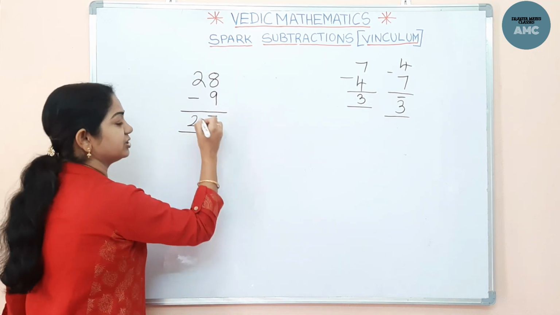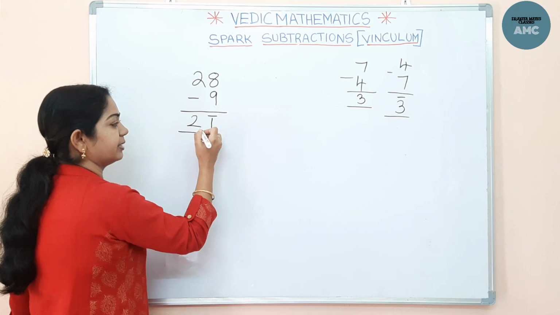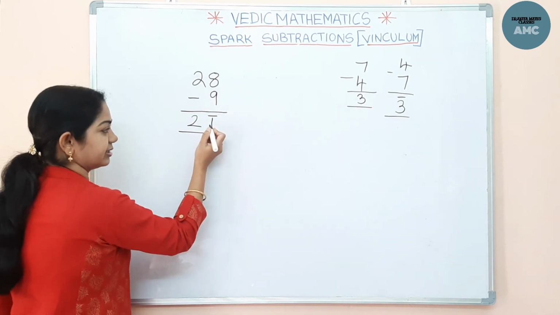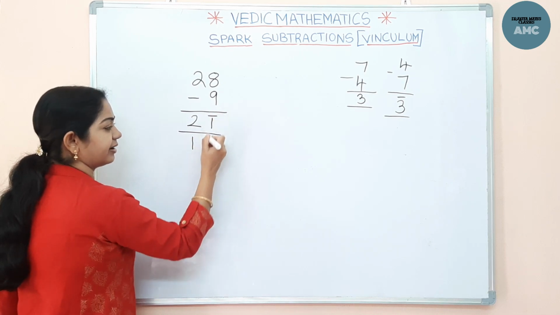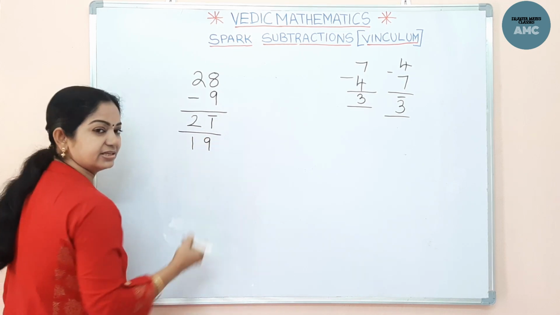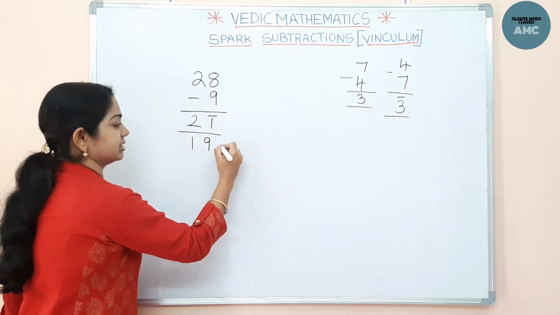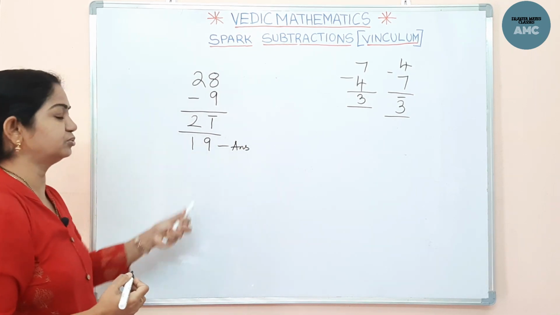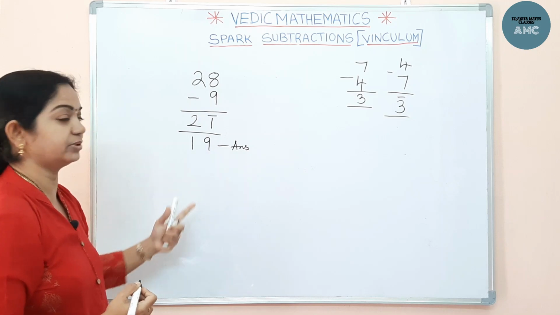This is not the actual answer. This is only the vinculum number. The actual answer you get in the next step, that is decrease 1 here and write the complement. So 19 is the answer. So this is our answer. Okay. In practice you can do it fast. Now the illustration I am doing like this.